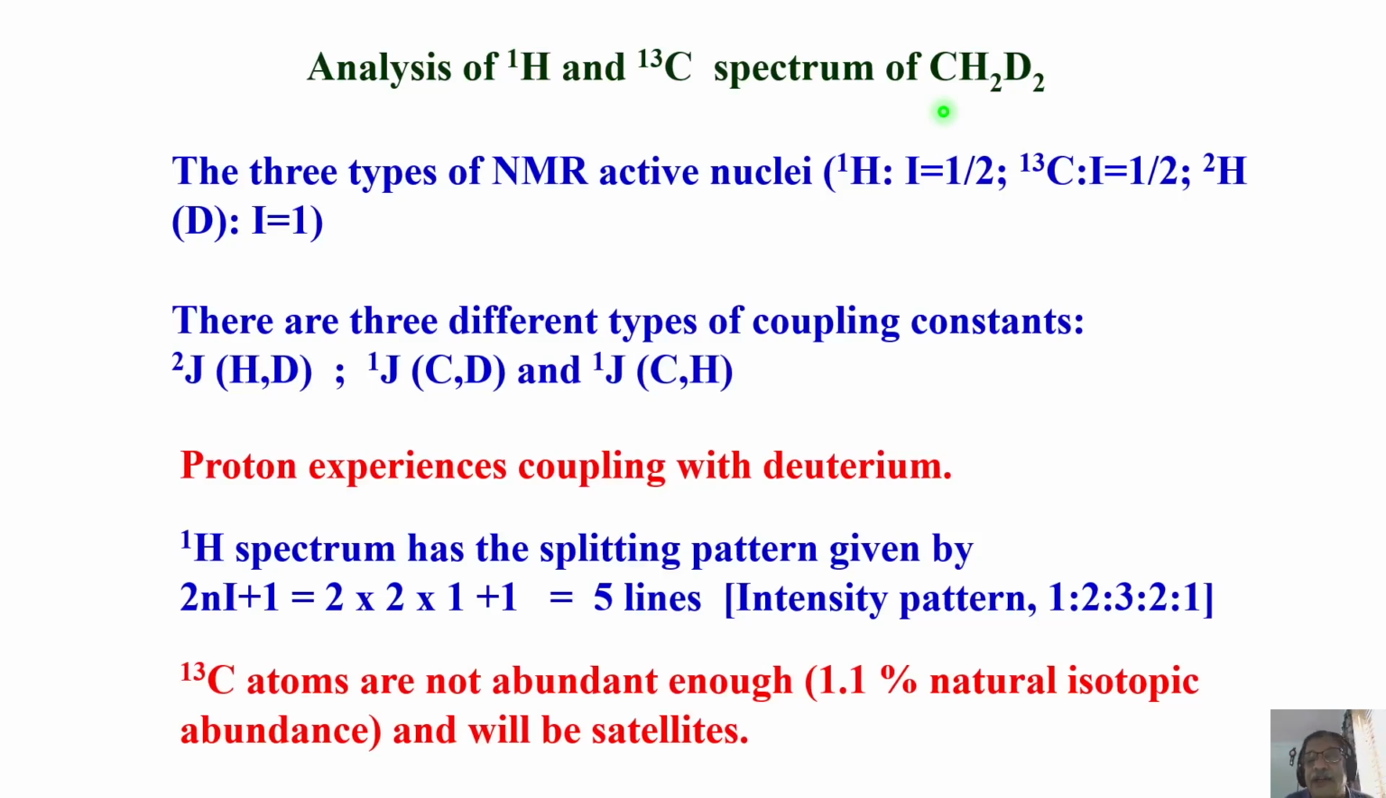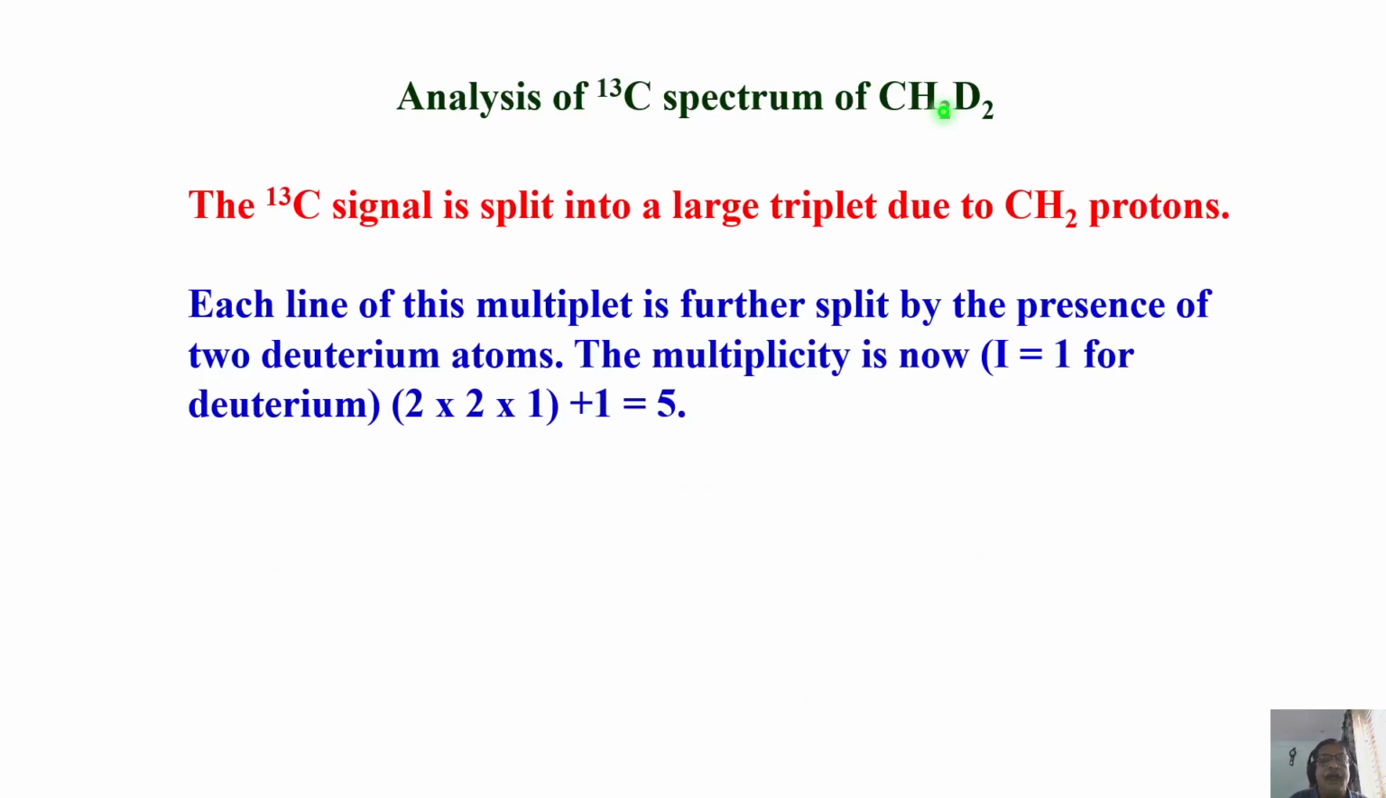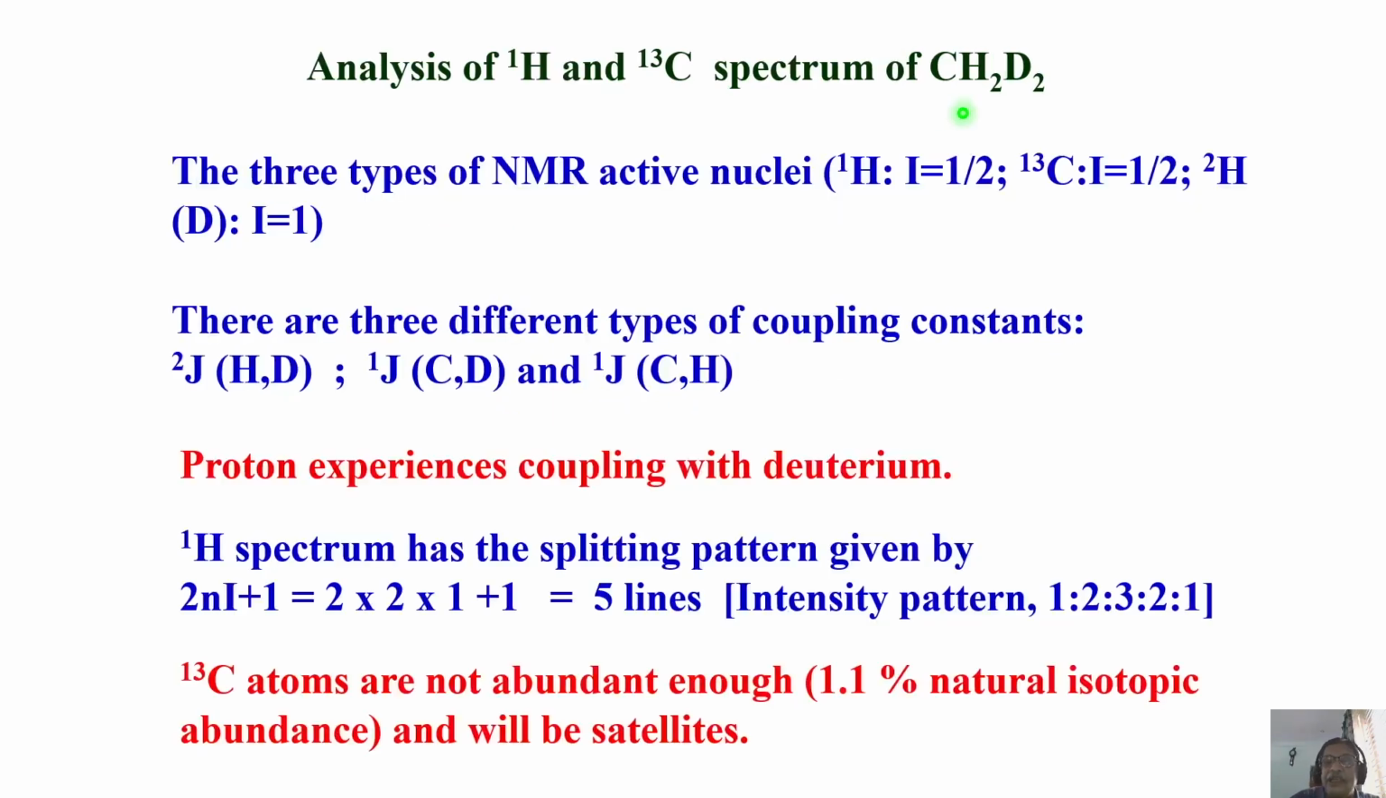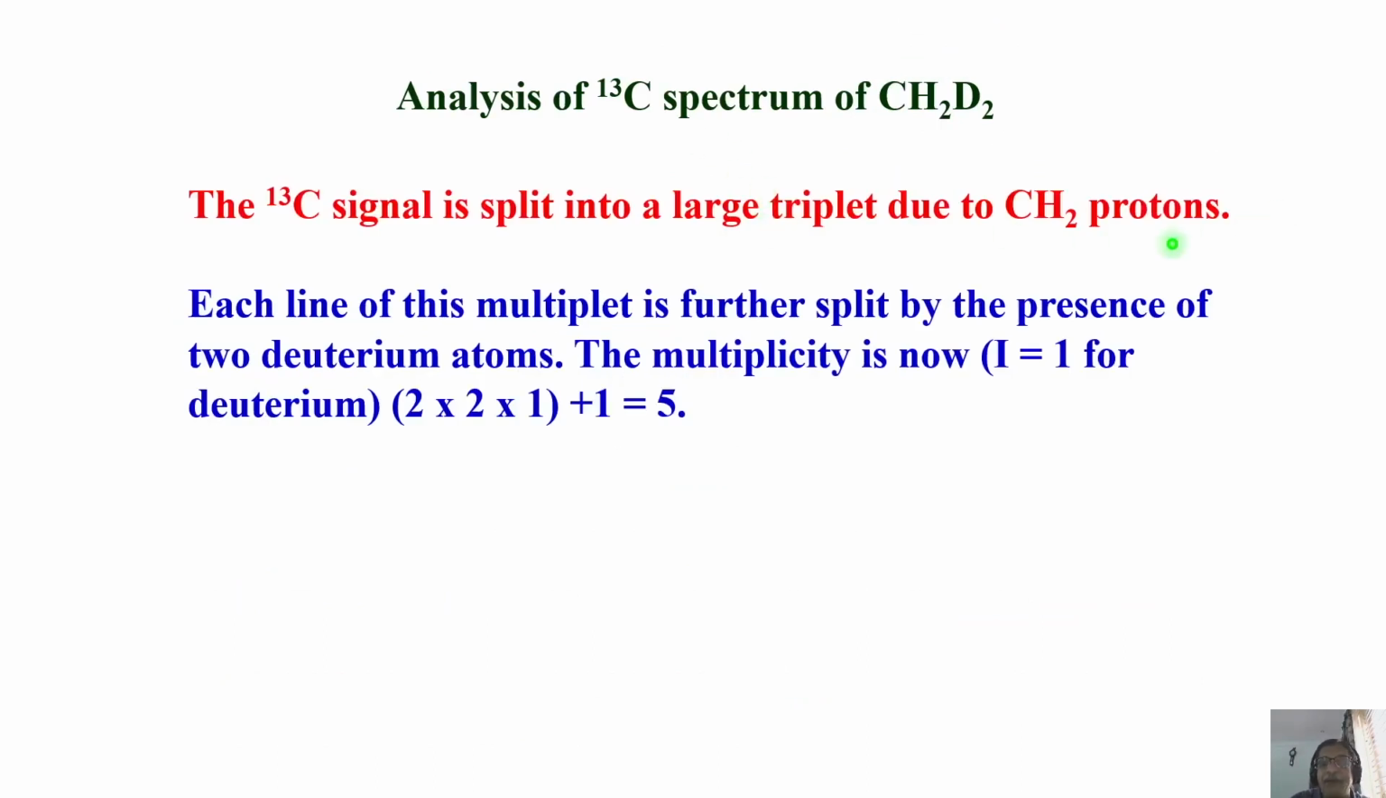So what are you going to get here? The carbon 13 is split by the two equivalent protons. It will become a triplet. Again, remember the 2nI plus 1 rule applies. This direct detection of carbon 13, though in natural abundance, is split by the two protons into a triplet. This we have observed already. So it is going to be a triplet.